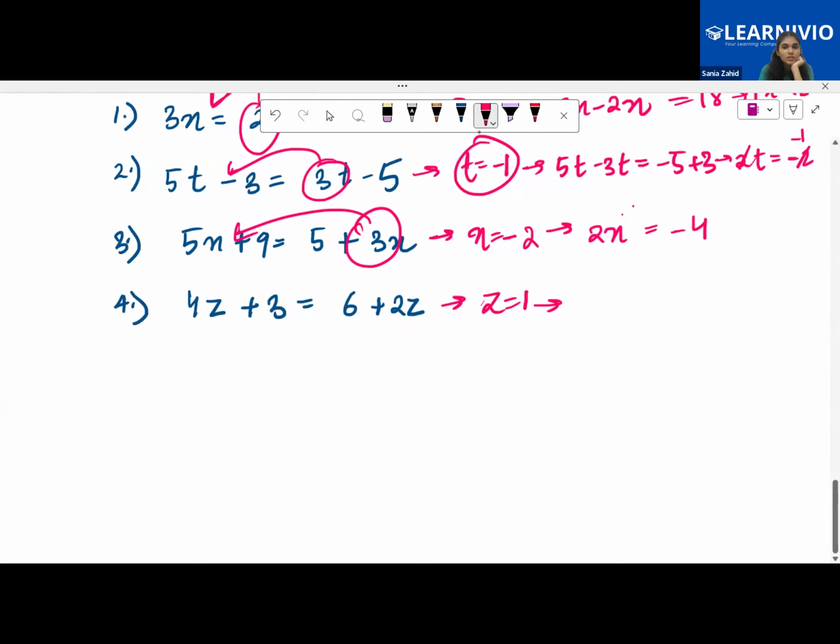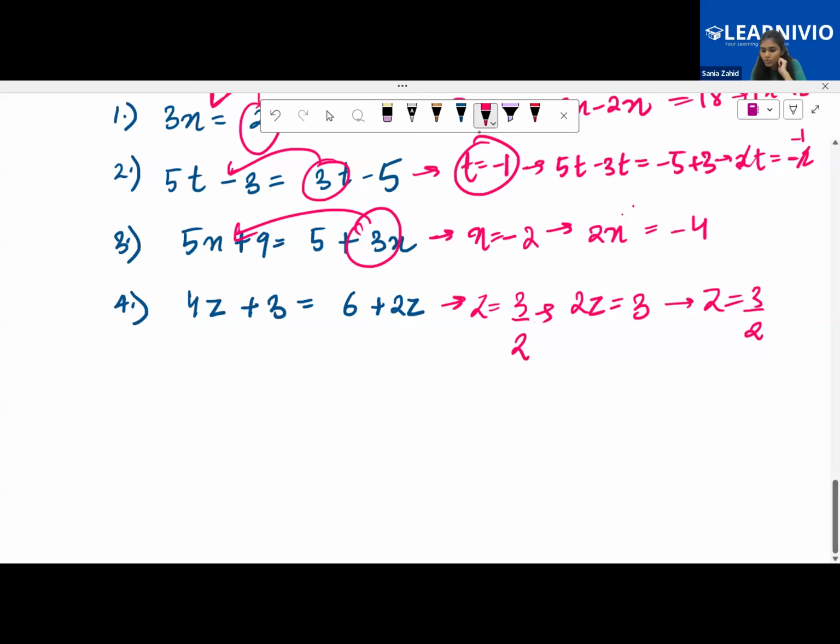4z minus 2z is 2z. And 6 minus 3 is 3 only. What have you done over here? How come your answer is 1? So z will be equal to 3 by 2. Yeah, 3 by 2. Why have you given the answer 1? Wrong. Ma'am, I got 3 by 2. Yeah, good. It's 3 by 2.